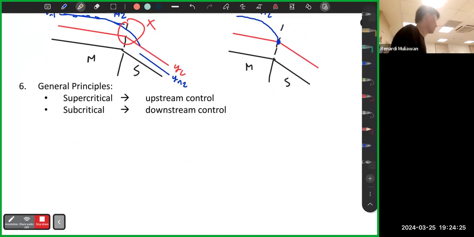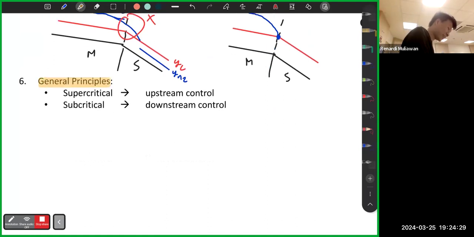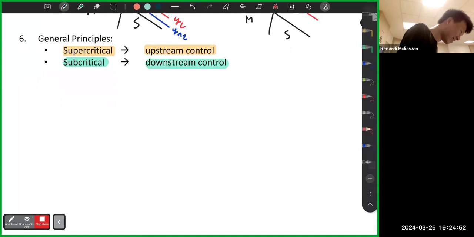Now, here's the part that people get confused on. Here's the general principle of water profile sketching. Supercritical flow is what we call upstream control. I don't know if your prof had mentioned this before, but I think he mentioned it quite a lot in my year. Some people get confused with this sentence. Then subcritical is downstream control. So what does this mean? This one you pay attention to.